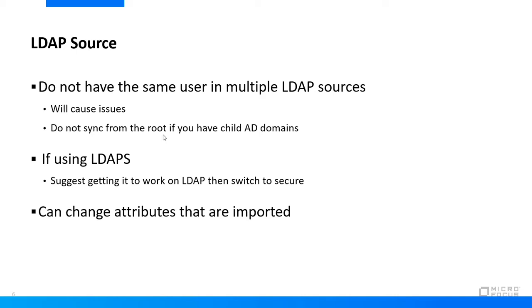If you're going to be using LDAP-S, secure LDAP, then generally I'd suggest getting it to work on straight LDAP and then switch to secure afterwards. Far too often I've had problems where you're not quite sure if it's the authentication that's going wrong or if it's the certificate that you've got the wrong certificate. If you can get it working first of all on unsecure LDAP and then switch to secure, then you know a lot better where issues are, if there are issues there.